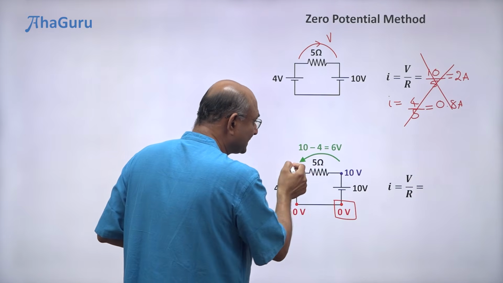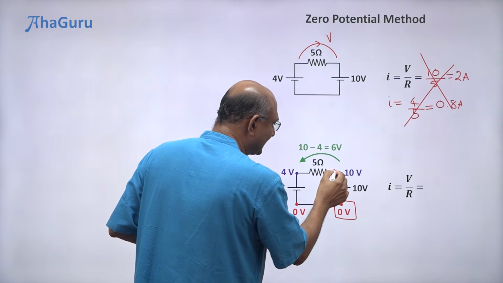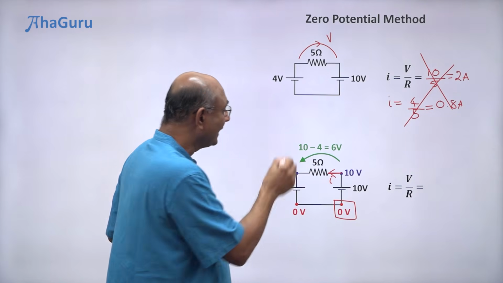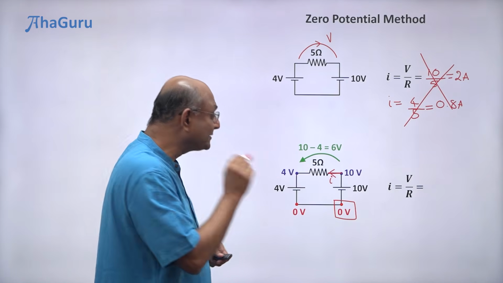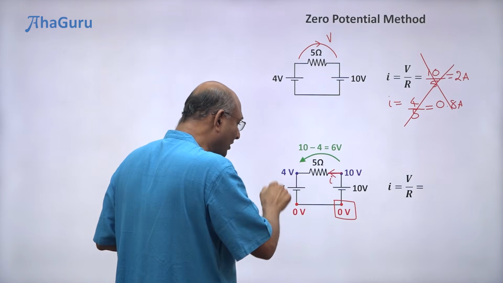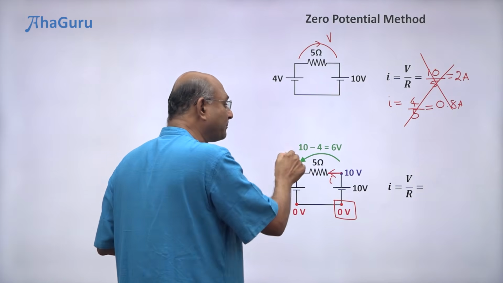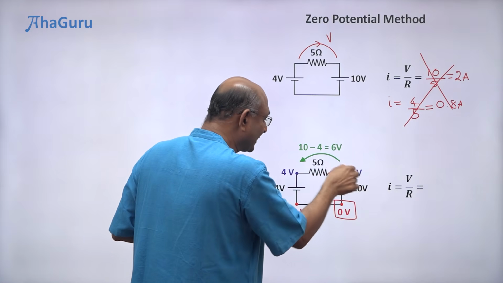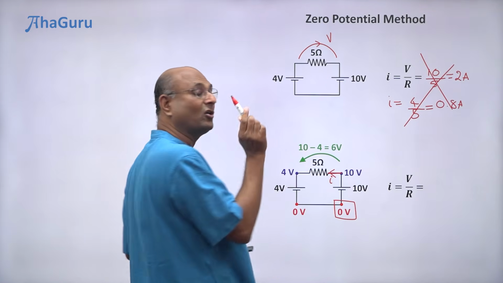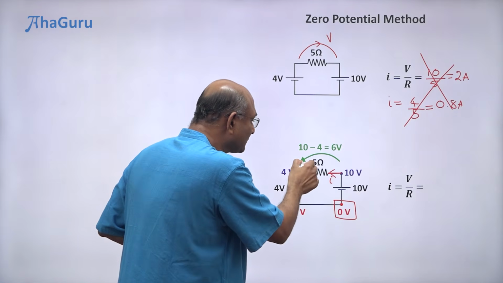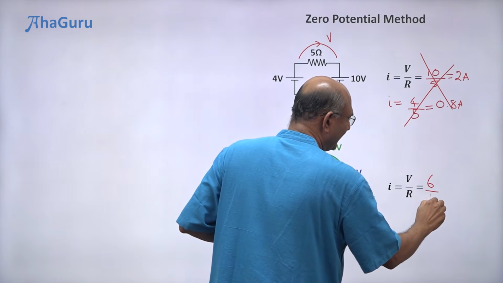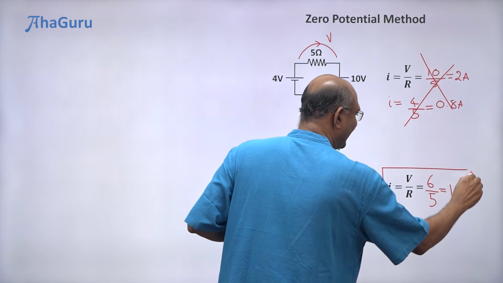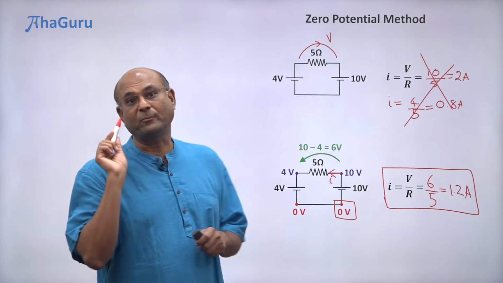Now, the potential drop in this direction is positive. That tells us that the current will be in this direction. So, that must be the direction of the current. And how much is the current? V by R. Which V? Not this potential drop, not this potential drop, this potential drop. So, potential drop across the resistor. So, it is not even this potential. It is the potential drop across the resistor. So, 6 volts by 5, 6 by 5, that is going to give us 1.2 amperes. So, the current through the resistor is 1.2 amperes.